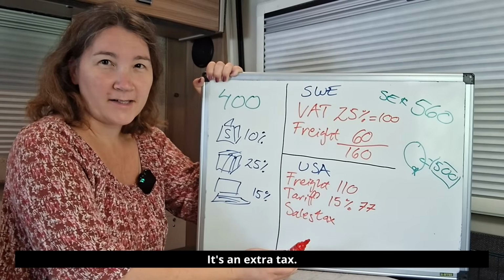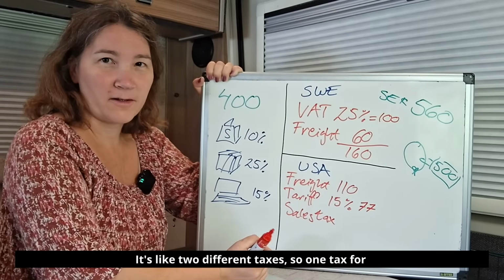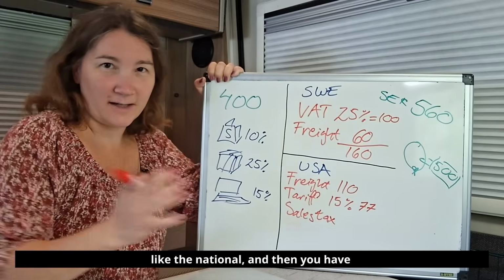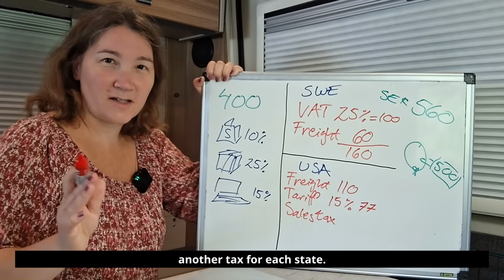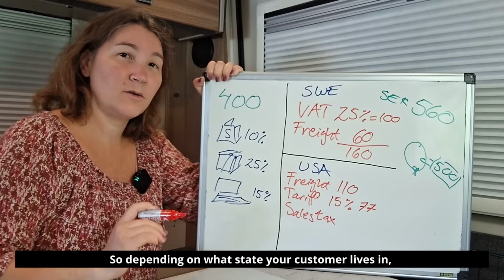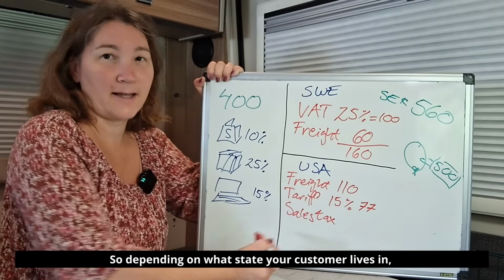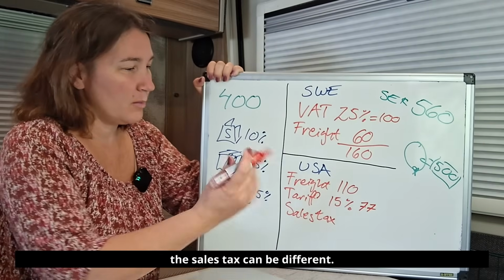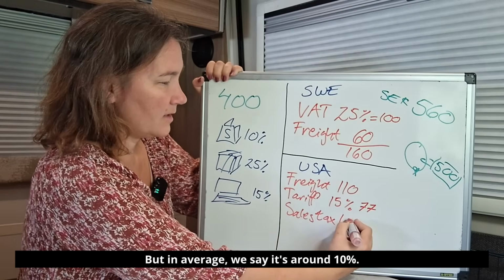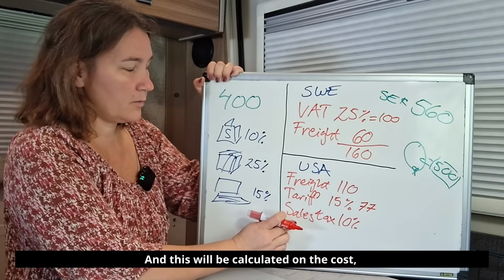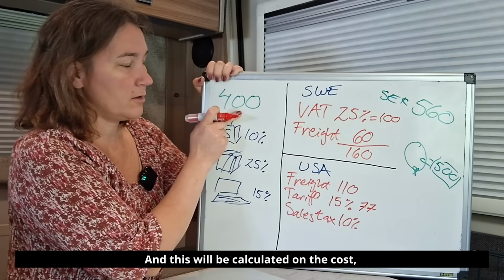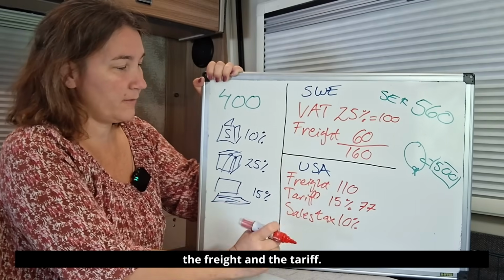It's an extra tax. It's like two different taxes. One tax for the national level, and then you have another tax that is for each state. So depending on what state your customer lives in, the sales tax can be different. But on average, we say it's around 10%. And this will be calculated on the cost, the freight, and the tariff.